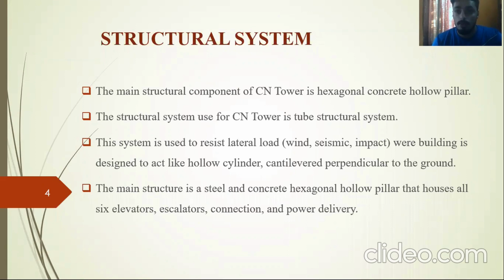The main structural component of the CN Tower is a hexagonal concrete hollow pillar. The principal structural material used for the construction of the CN Tower was cement concrete. The structural system used for the CN Tower is the tube structural system. This system is used to resist lateral loads such as wind load, seismic load, and impact load, where the building is designed to act like a hollow cylinder cantilevered perpendicular to the ground.